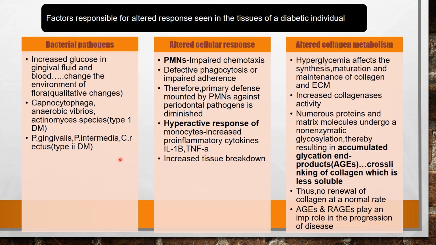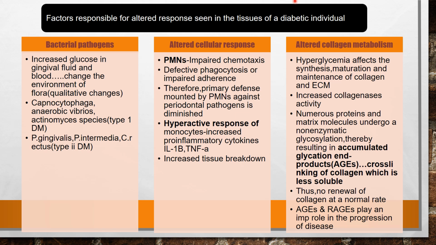So that is the altered cellular response of PMNs, and also there will be a hyperactive response of monocytes. You can see that there will be an increased amount of inflammatory mediators, that is pro-inflammatory cytokines, interleukin 1 beta and TNF alpha, and there will be increased tissue breakdown as a result of these inflammatory mediators.